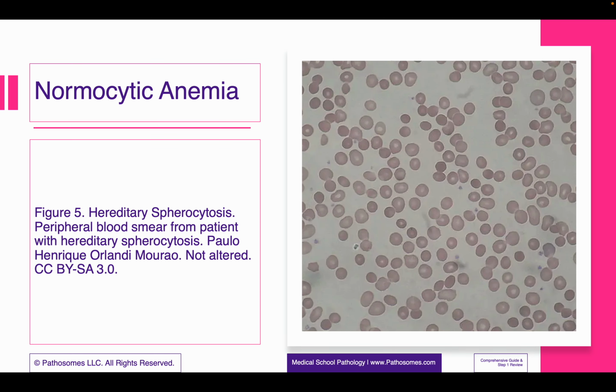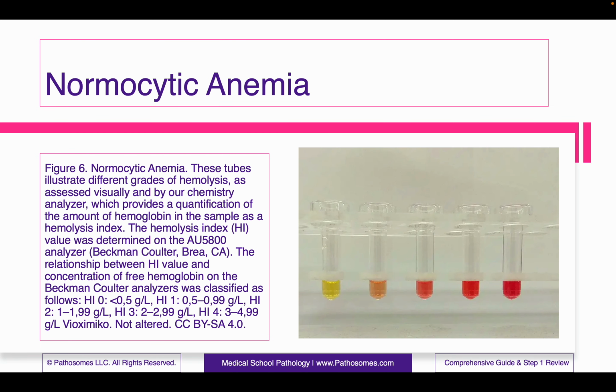Again, normocytic anemia. We have a peripheral blood smear of hereditary spherocytosis. And this image here to the right with the 5 tubes shows different grades of hemolysis as assessed visually by a chemistry analyzer, which provides a quantification of the amount of hemoglobin in the sample as a hemolysis index. Interesting, right?